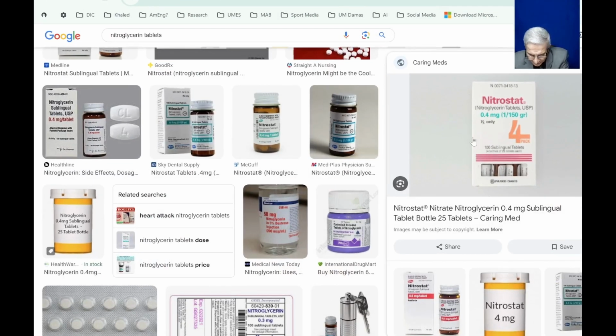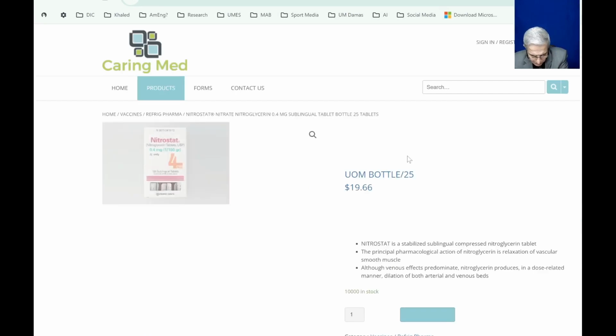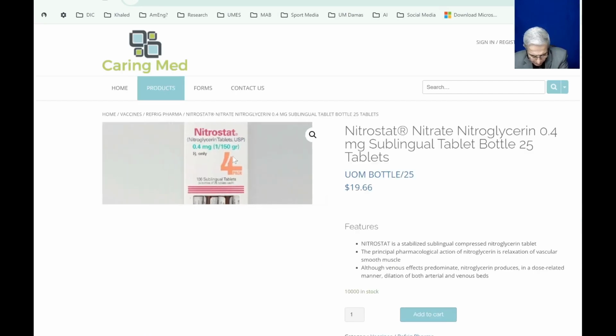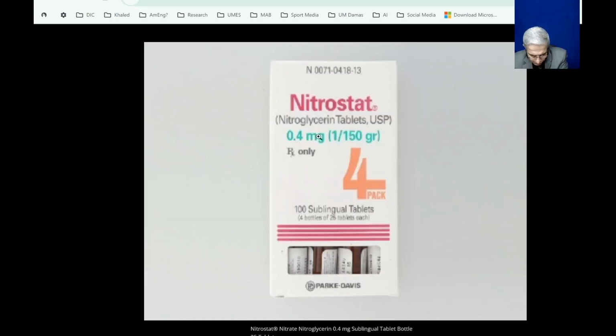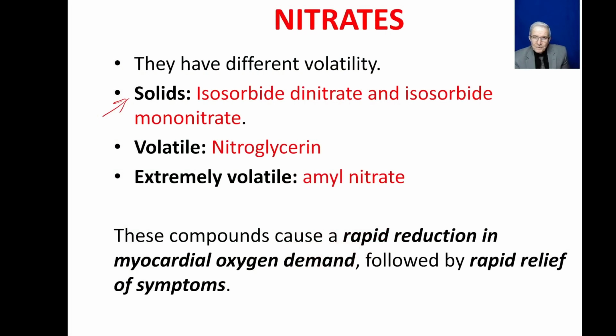If I click on this website here, they will share with us. I will click on this image. I hope you can maximize. Now we are fine, and you can see the nitroglycerin tablet. It is a sublingual tablet. This tablet is placed under the tongue, and it starts working after 2 to 3 minutes, with a quick onset of action.